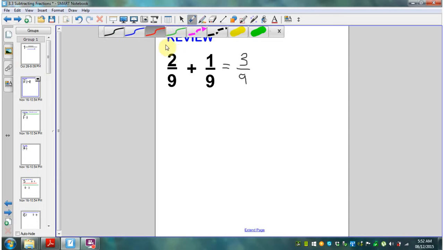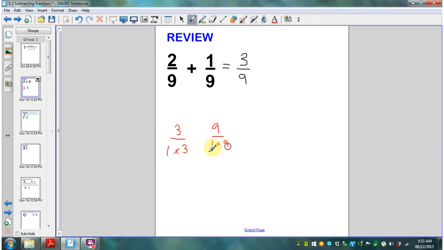So I'm just going to come down here, and we're going to check for a common factor. And you don't need to do this if you're good at simplifying. If you're having trouble with simplifying, just follow along. So 3, our factors are 1 times 3. And 9, our factors are 1 times 9, and 3 times 3.